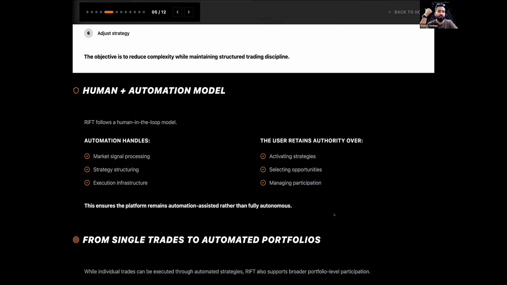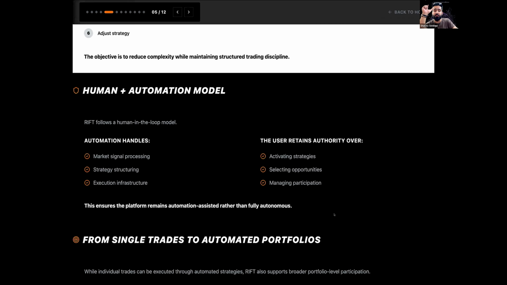So Rift follows a human in the loop model where automation handles market signal processing, strategy structuring, and execution infrastructure. And the user retains authority over activating the strategy, selecting opportunities, and managing participation. If you want to exit before the strategy wants you to exit, you can do that. It is a fully in control system with your self custodian wallet. You can do that, but the system also does that for you. So this ensures that the platform remains automation assisted rather than being fully autonomous. It is automation assisted for the users.